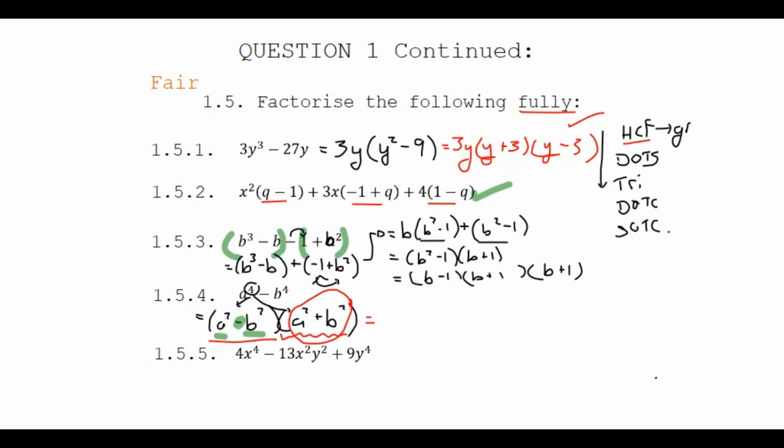So after factoring that, this becomes a plus b bracket a minus b, and then I just said to you, please do not forget the a squared plus b squared. There we go. Remember to always factorize as far as you can.